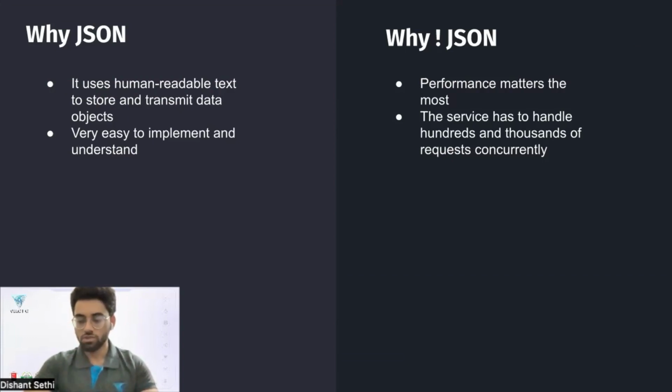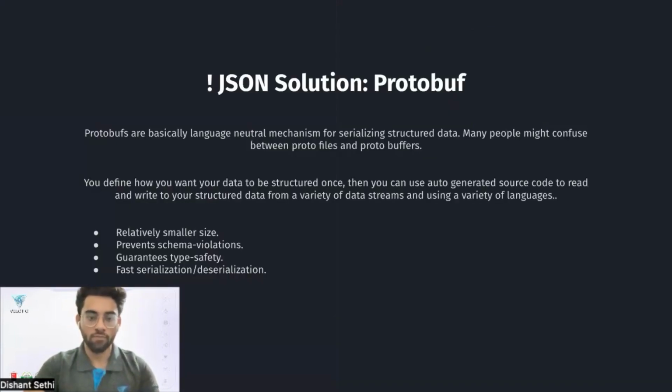So as an alternative to JSON, we have Protobuf. The idea behind Protobuf is we take the data object and convert it into a binary string, which is comparatively very small in size, and we transfer that binary string over the wire to other services. The other services will use that binary string to deserialize it and get the actual data object and use it in any way the service would want to use it. Right. So as the definition goes, protobufs are basically a language neutral mechanism for serializing structured data.